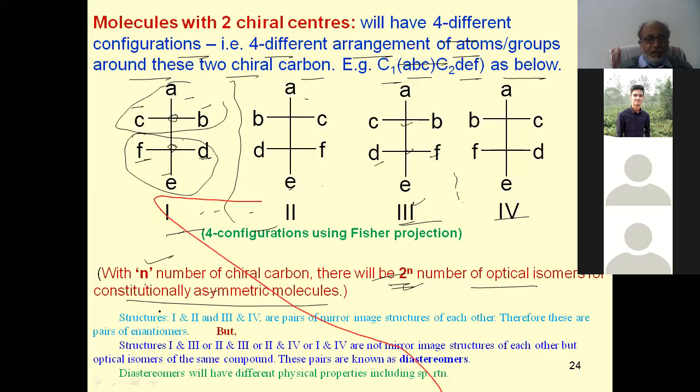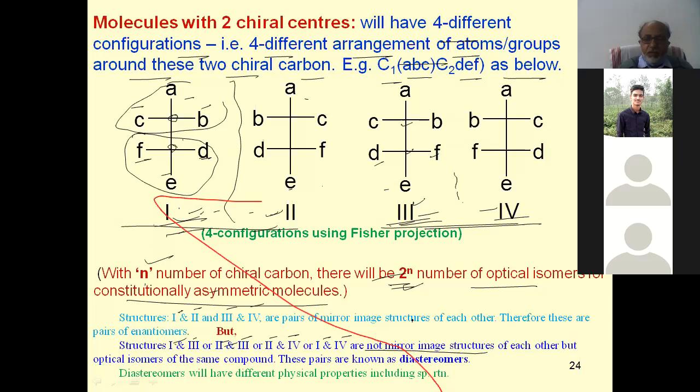So let us see the relationship. 1 and 2 are mirror image structures, and 3 and 4 are mirror image structures. So 1 and 2 are enantiomers, and 3 and 4 are another pair of enantiomers. But 1 and 3, or 2 and 3, or 2 and 4, or 1 and 4 are not mirror image structures. They are optical isomers of the same compound.